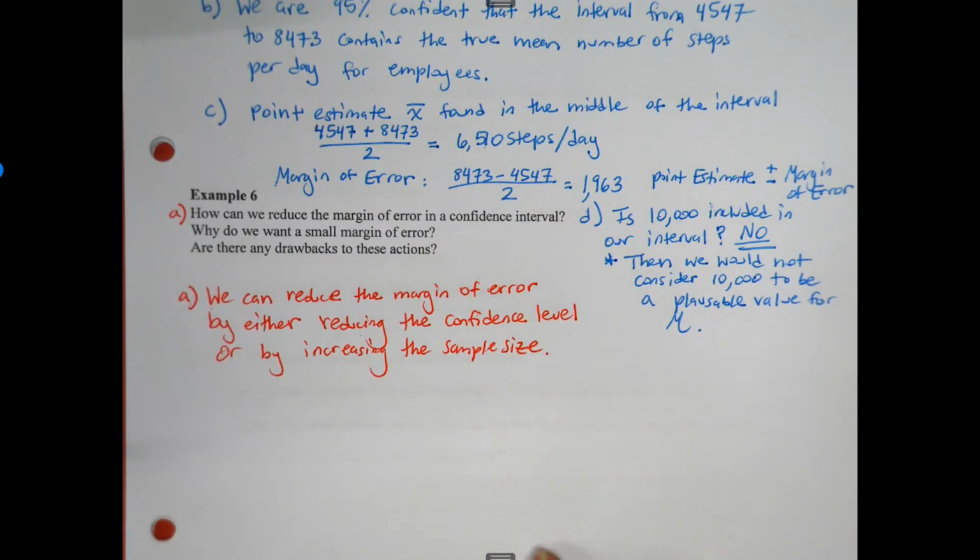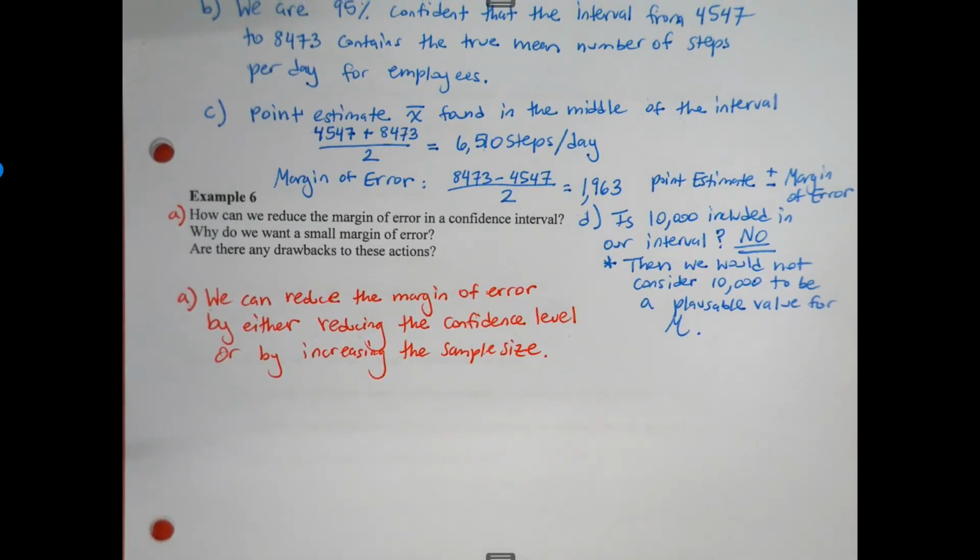So if we reduce our confidence level, if we go from a 99% confidence level down to a 90% confidence level, then that is going to reduce our margin of error. Another way is if we increase our sample size, because increasing our sample size is getting us closer to the actual size of our population.